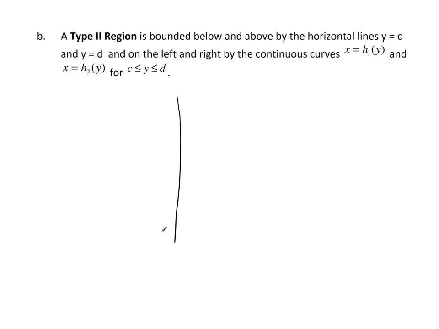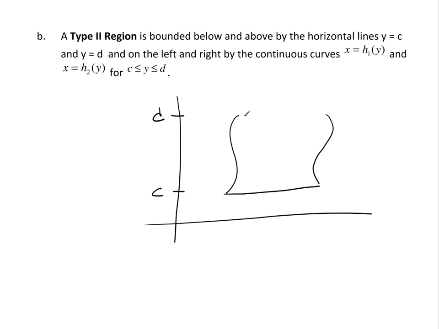So if we draw that out, rather than the x-axis having vertical lines, I have horizontal lines on the y-axis, and then I'm going to have some curve over here, some other curve over here. Here are my horizontal lines, and I'm calling this one h2 of y, and this one h1 of y. And of course, this is my region that I'm talking about.